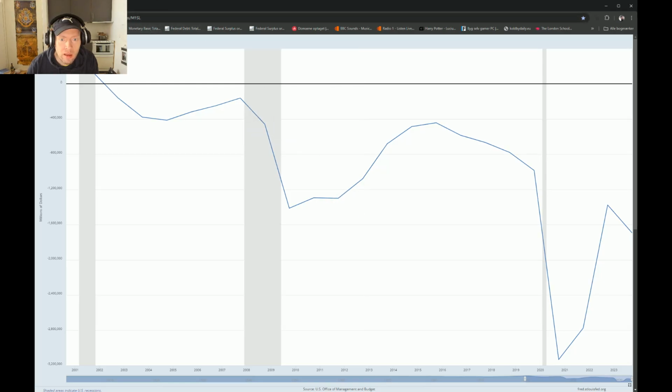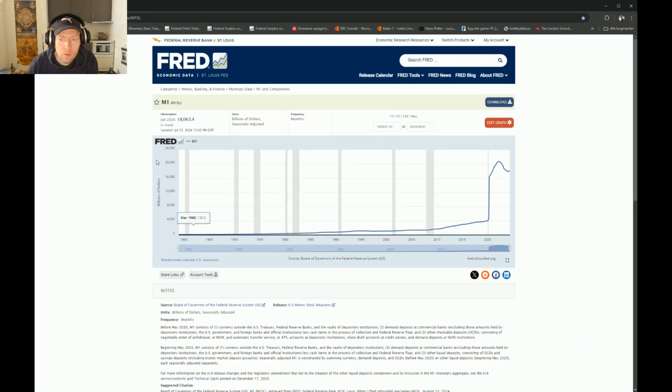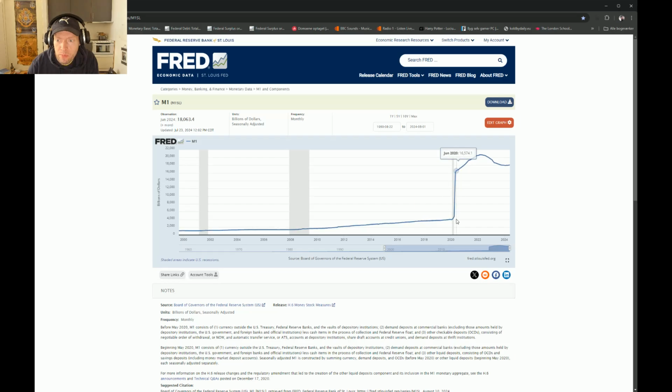Quantitative easing. Quantitative easing Q2, look it up. Boom, this is the money that's out there chasing the same goods. This is what's creating inflation.